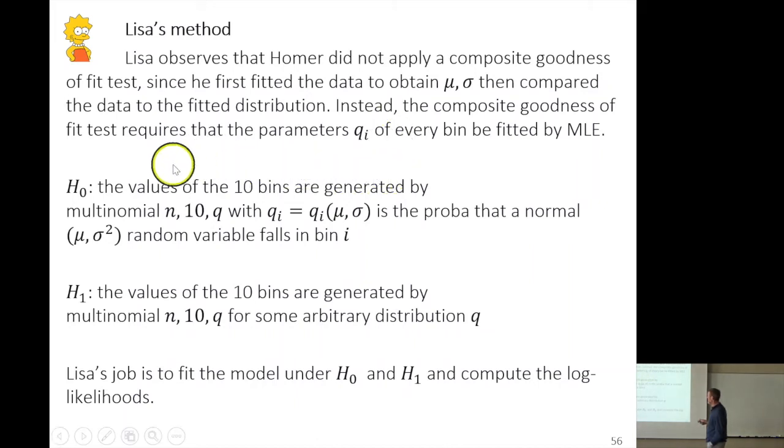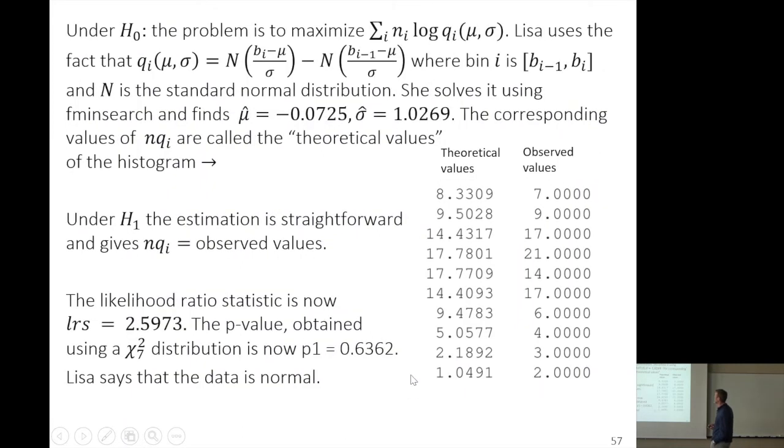So what she does instead is the values of the 10 bins are generated by a multinomial with n, 10, q, with qi the probability that the normal falls in bin i, and mu, sigma are, this is H0, of course. This is H0 and H1. So what Lisa did, she fitted the model under H0 and under H1 and computed the log likelihoods, right? So let's do that.